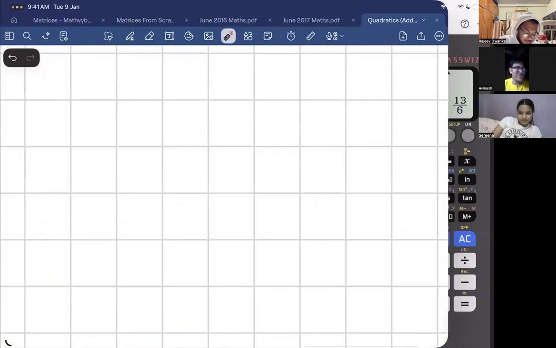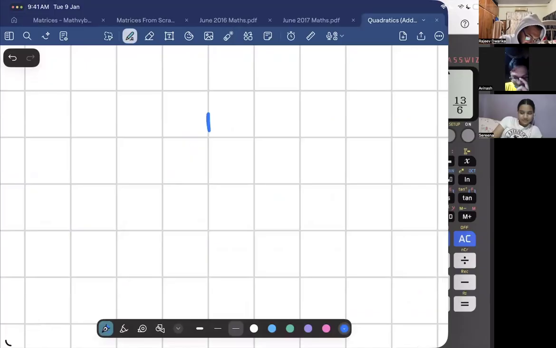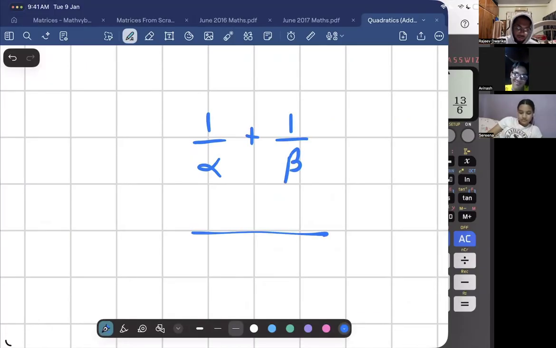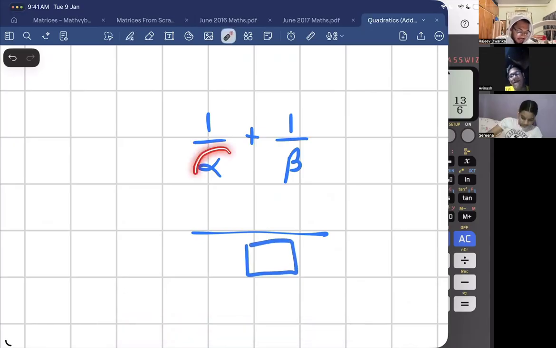Okay, well, let me give you a question, because I need to know that you actually understand it. What's the LCM for that? So the LCM, the term you pick here, alpha needs to be able to go into it and beta needs to be able to go into it.